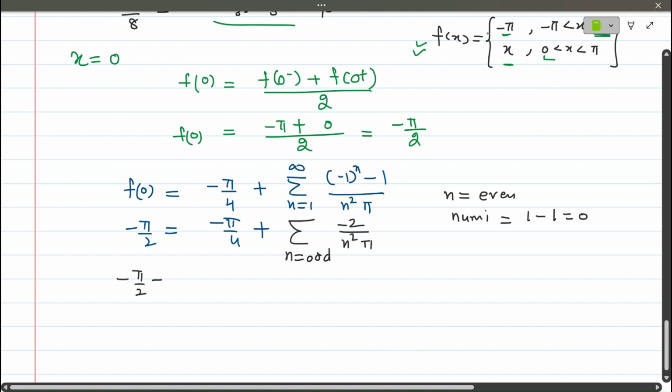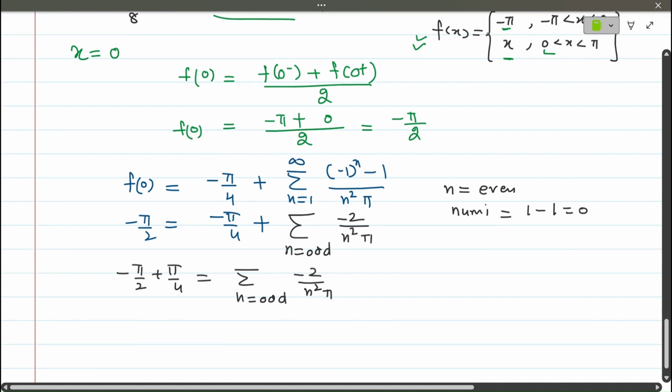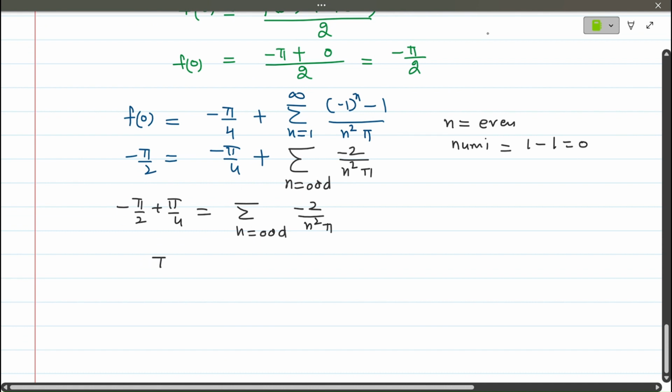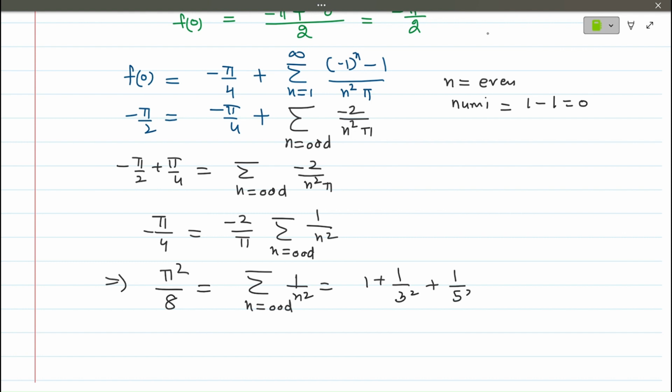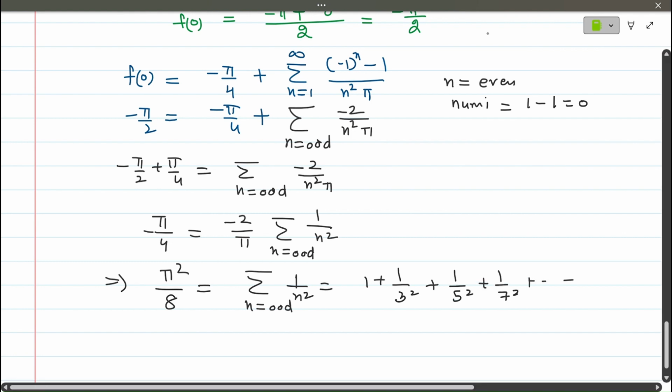Minus pi divided by 2 plus pi by 4 is equal to sigma n odd, minus 2 divided by n square pi. So the left hand side becomes minus pi by 4 is equal to, taking the constant outside, minus 2 divided by pi, sigma n is equal to odd, 1 over n square. Pi square divided by 8 is equal to sigma n is equal to odd, 1 divided by n square. So this expression is nothing but 1 plus 1 upon 3 square plus 1 divided by 5 square plus 1 upon 7 square. So this is our deduction.